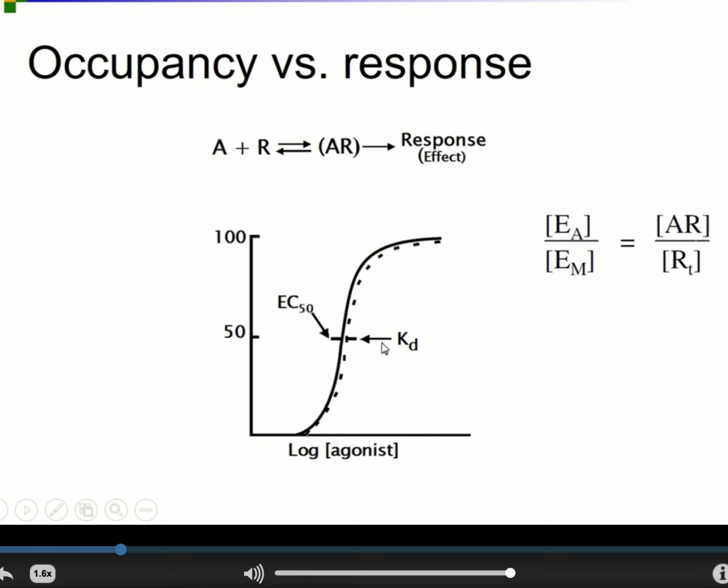In this situation, KD is again where we get 50% occupancy on the y-axis, but it's also the inflection point of this curve. You see, before the KD, the graph gets steeper and steeper, and then after the KD, the graph gets shallower and shallower.